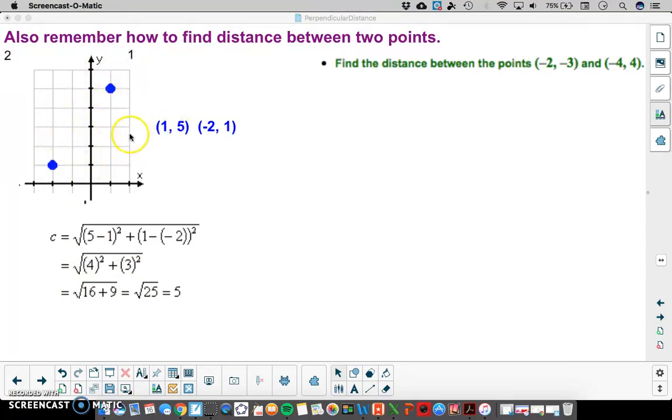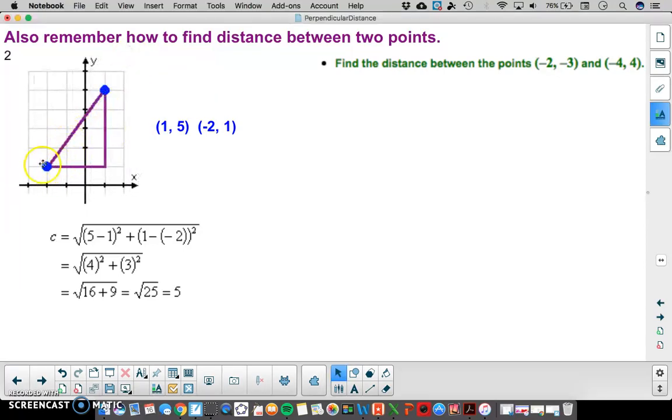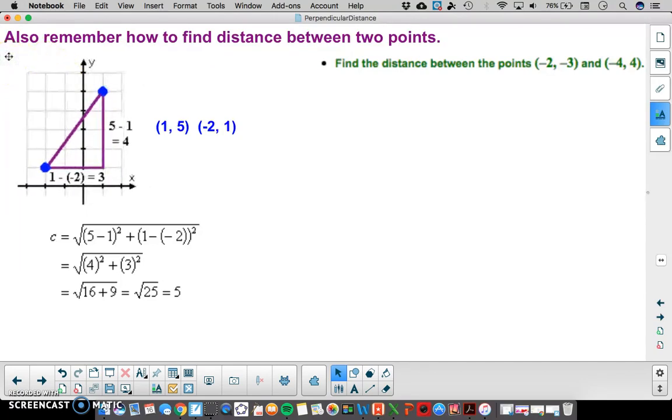You can also find the distance graphically using the Pythagorean theorem. First, draw that right triangle, and then find the length of the horizontal and vertical distances along that triangle. Those will be your a and b values to have 3 squared plus 4 squared equal to c squared. Notice we also have those values in the distance formula, 3 squared plus 4 squared, and then taking the square root of it. I want you to find the distance between the points (-2, -3) and (-4, 4).